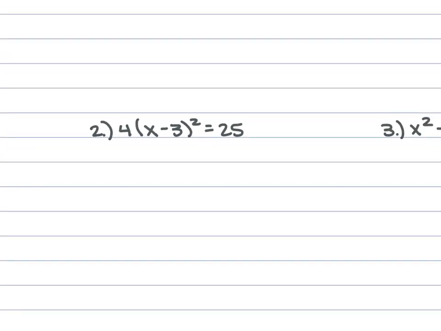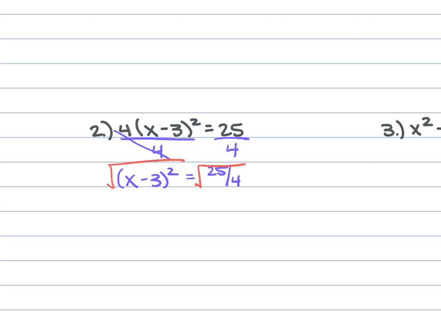For 2, we're given 4 times x minus 3 squared is equal to 25. So I'd start by dividing each side by that 4 and get x minus 3 squared is equal to 25 over 4. I'm going to keep this in this form because when I go to take the square root of both sides, I'm going to be able to take the 4, so I won't have to rationalize the denominator. So the next thing I'm doing is taking the square root of both sides, so I get x minus 3 is equal to plus or minus 5 over 2.